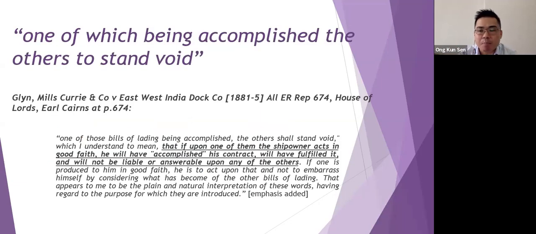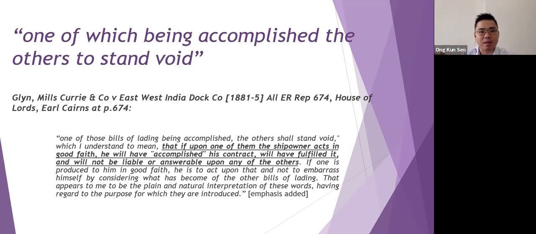Okay, like I said, a bill of lading is usually issued in three sets. Each of us will retain one: the ship owner gets one, I get one, and Kuhan gets one. So how it operates in the real world is that if Kuhan, as the buyer, presents the BOL to the ship owner, then the ship owner will take notice of his bill of lading and will release the goods to him. Then the question is, what happens to the rest of the bills of lading? What happens to the bill of lading that I, as a seller, have? This is the principle that, one of which being accomplished, the others stand void.